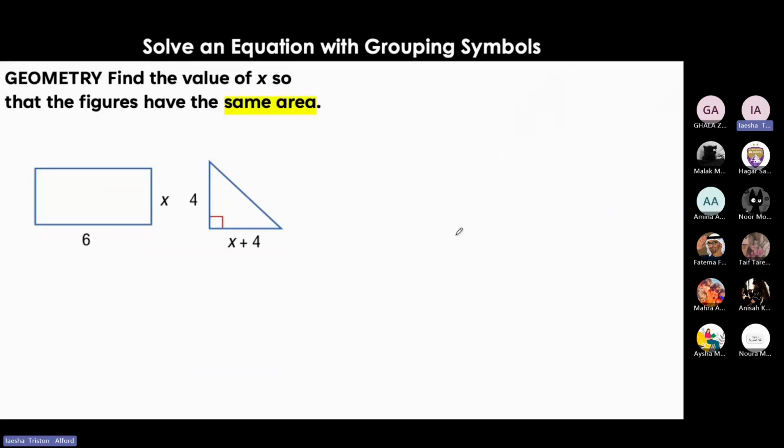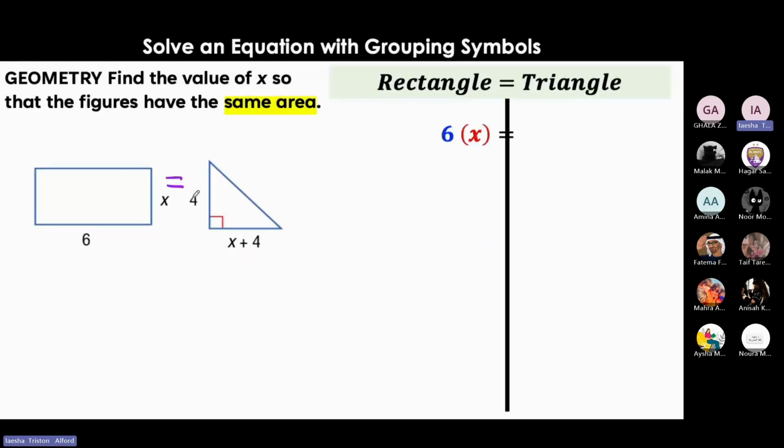Okay, so here we want the same area. So these two shapes should be equal. So the formula for the rectangle we had was 6 times X. And the triangle was 1/2 times 4 times X plus 4.